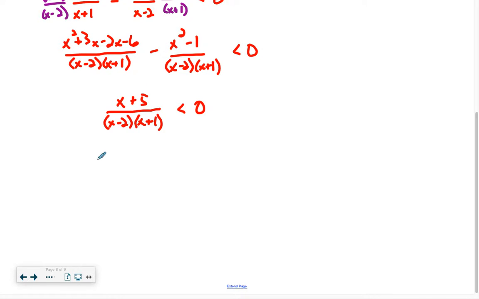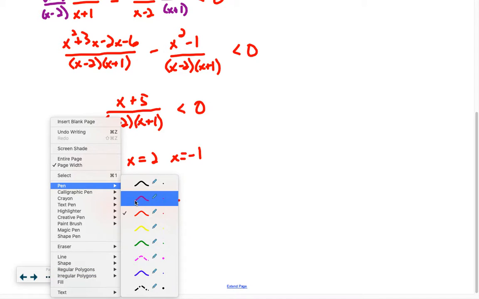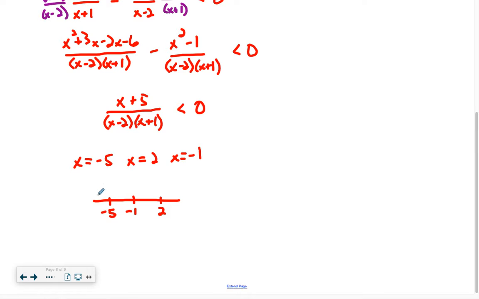So this first factor in the numerator, if I set that equal to 0, I would get negative 5. Then in the denominator, if I set these equal to 0, that would be x equals 2. And this one would be x equals negative 1. So I want to take those three values and put them on a number line. So negative 5, negative 1, 2. And I'm going to test a value on each of these intervals to see whether it's positive or negative.